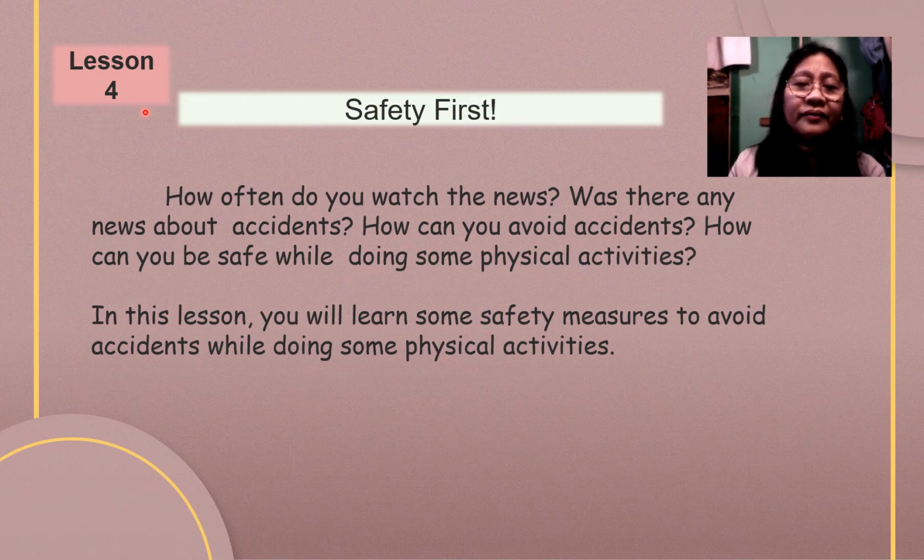Lesson 4. Safety first. How often do you watch the news? Was there any news about accidents? How can you avoid accidents? How can you be safe while doing some physical activities? In this lesson, you will learn some safety measures to avoid accidents while doing some physical activities.